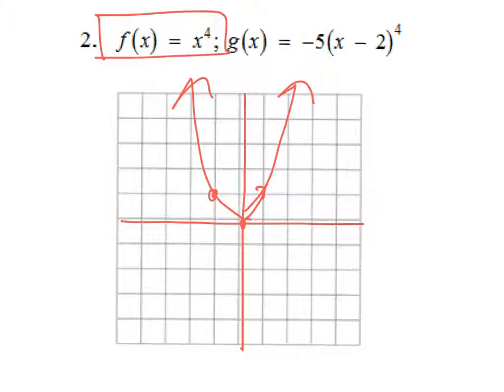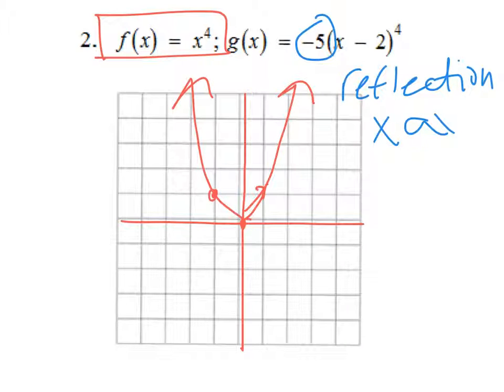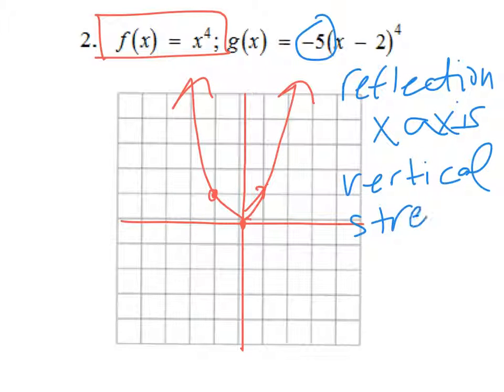So let's look at our new equation. We see that a lot of things are going on here. We have a negative, which shows me there's going to be a reflection across the x-axis. We see there's a 5, which shows us there's going to be a vertical stretch by a factor of 5. And we see there's a minus 2, which shows us it'll be left or right, but opposite of what we think, so it's going to move right 2.